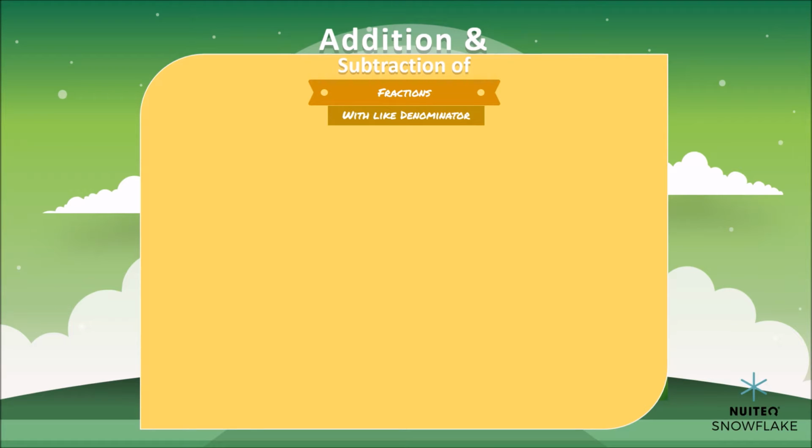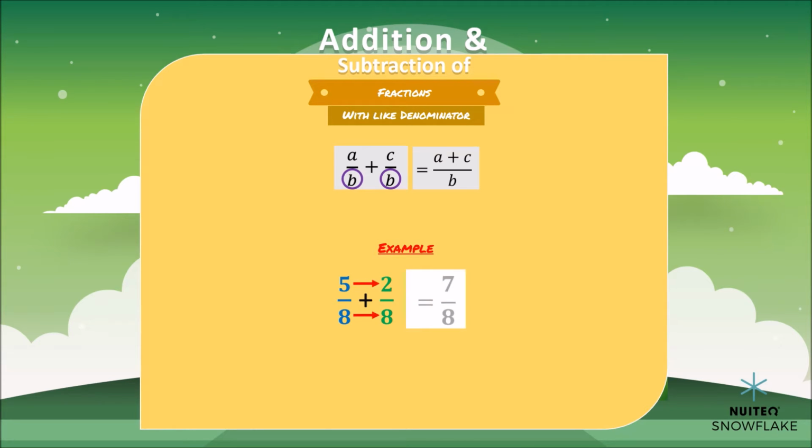Now, let's talk about addition and subtraction of fractions with like denominators. Always remember, when adding and subtracting fractions, the first thing to check is if the denominators are the same. If the denominators are the same, then it's pretty easy, just add or subtract the numerators, and write the result over the same denominator. For example, 5/8 plus 2/8 is equal to 7/8.